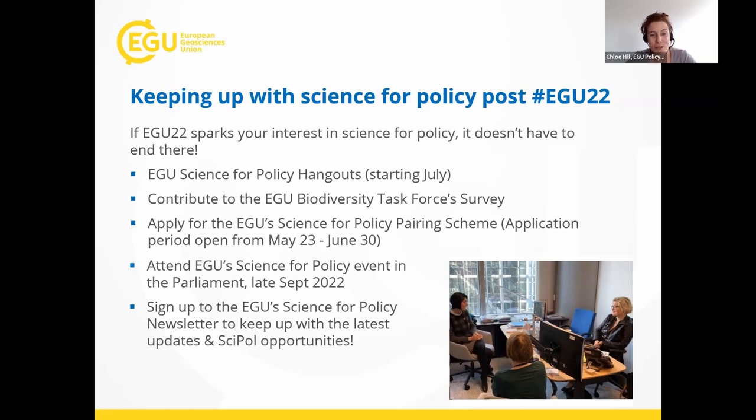There's also the EGU's Science Policy event, which will be held in the Parliament in late September. So this will focus on biodiversity, and it is open for everyone to attend, but it will be in Brussels and it will be in person. So you can find out more about this at the General Assembly next week.